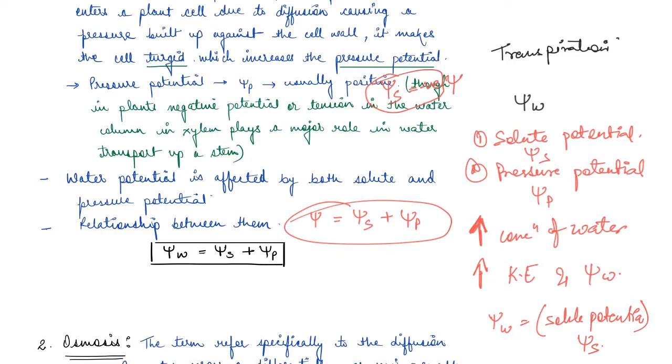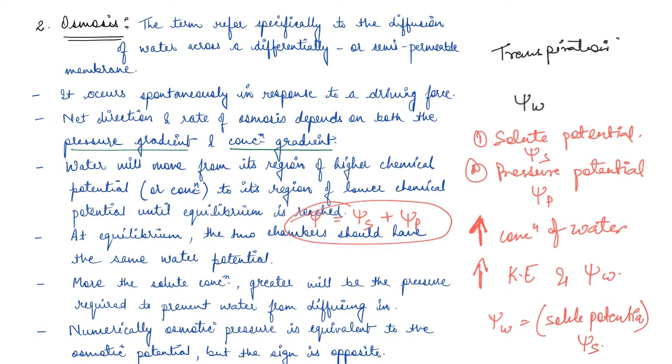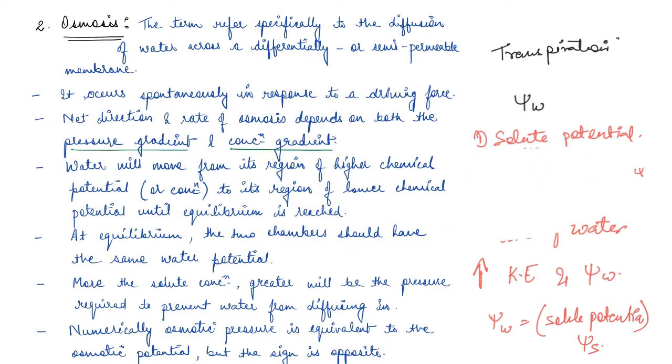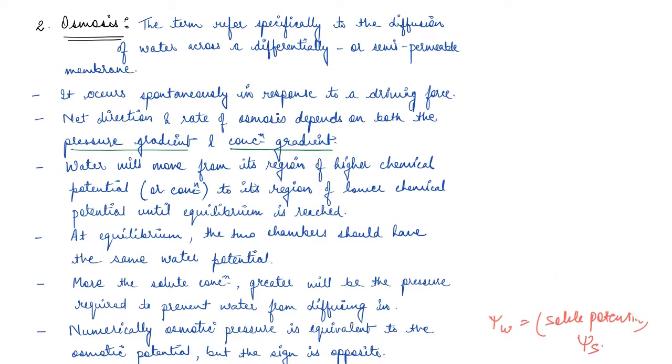Now the next topic that we have to study is osmosis. So let's see what exactly osmosis is, right? Guys, osmosis means diffusion, okay? Diffusion of what? Here we are talking about plant water relations, so diffusion of water. This diffusion happens across a semi-permeable membrane, right? So osmosis is the diffusion of water across a semi-permeable membrane, right?